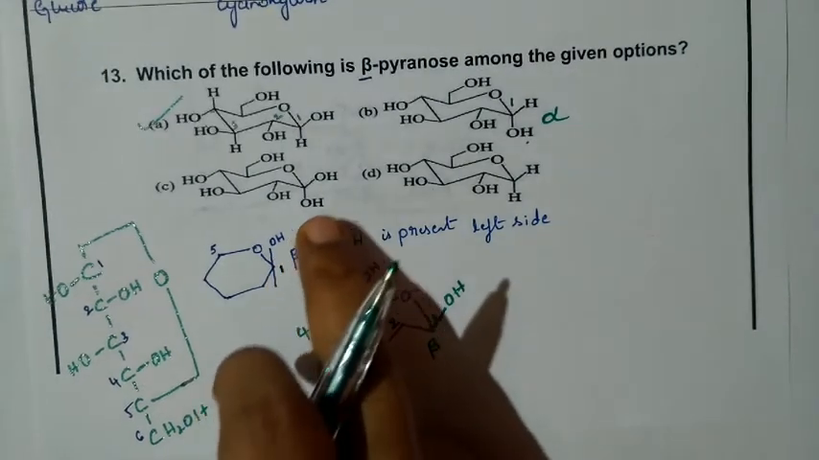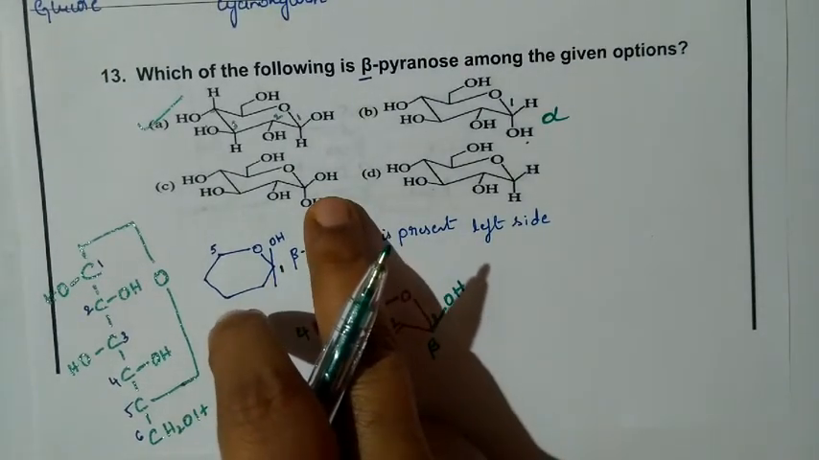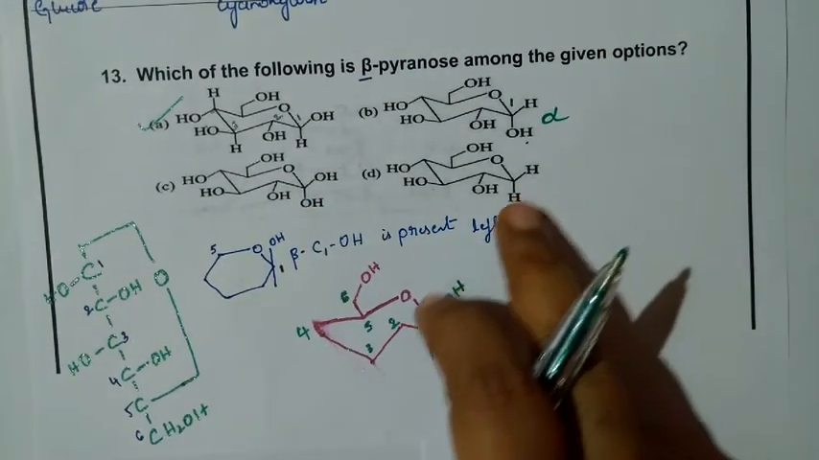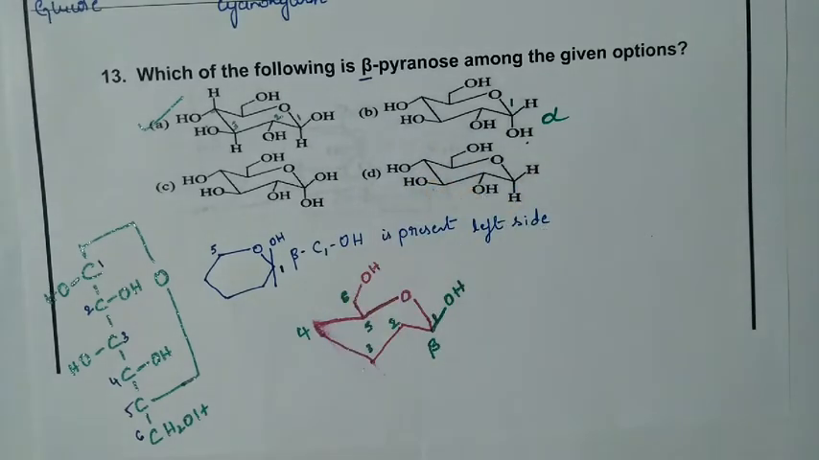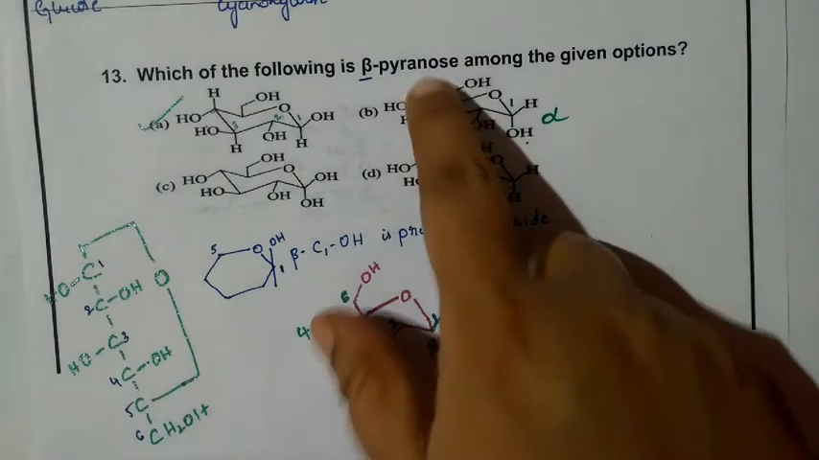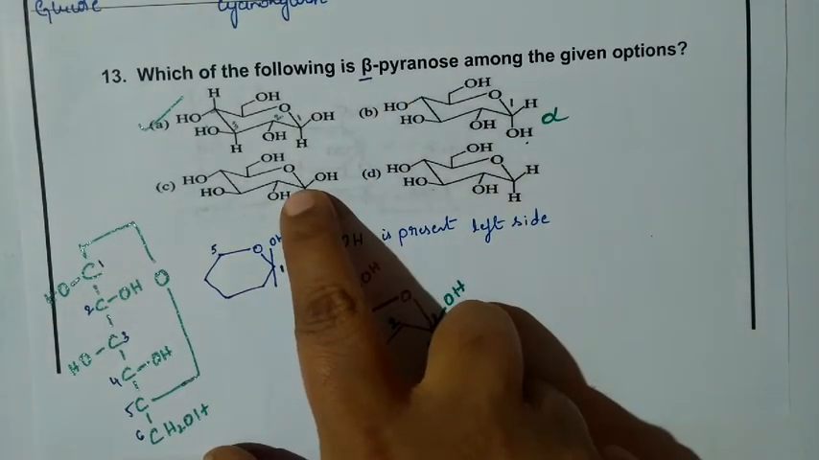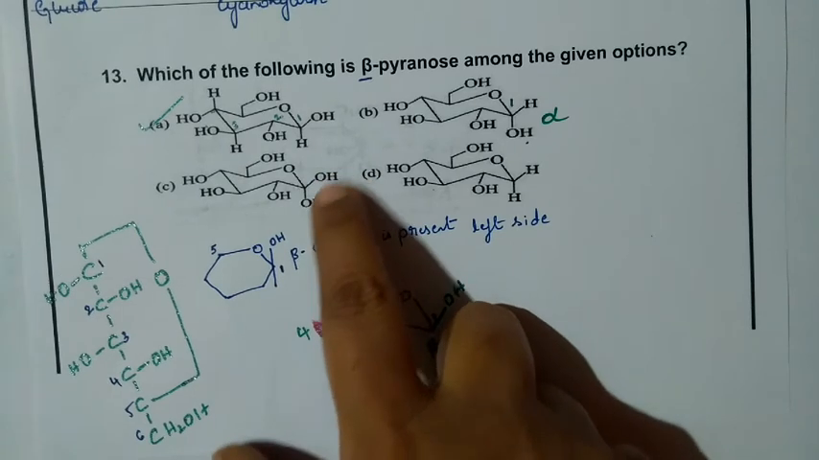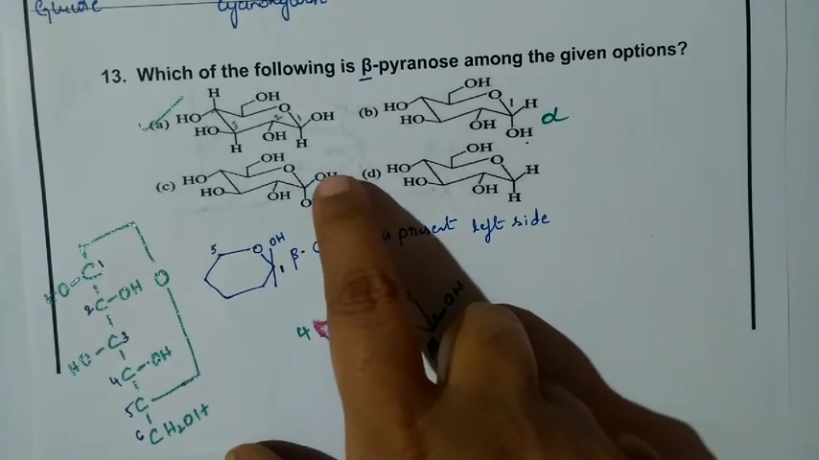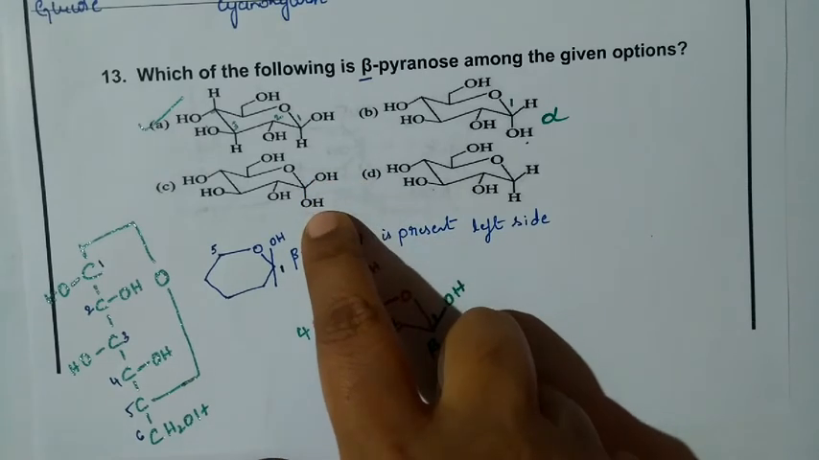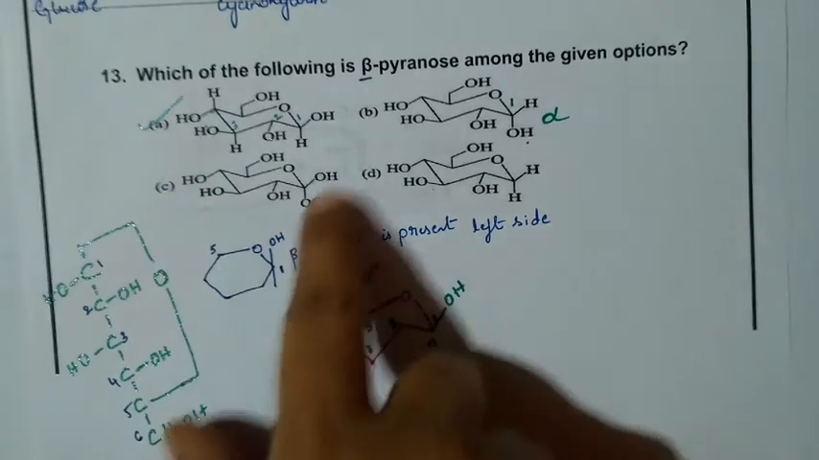Next, what about this one? You can make out it is entirely different again. This is also entirely different, so we need not worry about these. I hope it is clear. Whether it is beta or not, you can check at the first carbon. In this structure, this is the first carbon and both sides have OH groups. So we cannot assign alpha and beta for this particular structure.